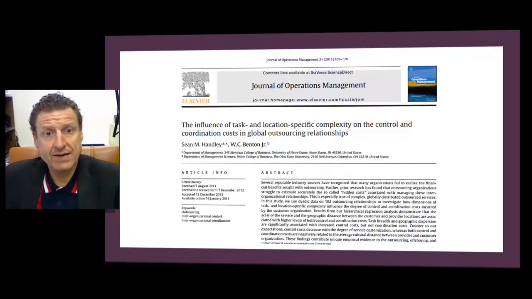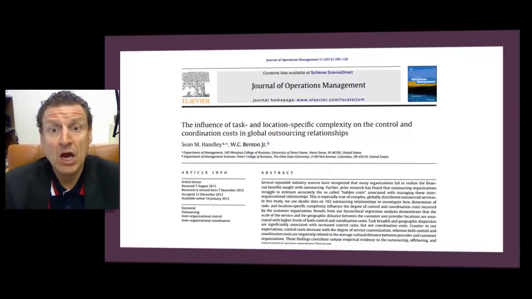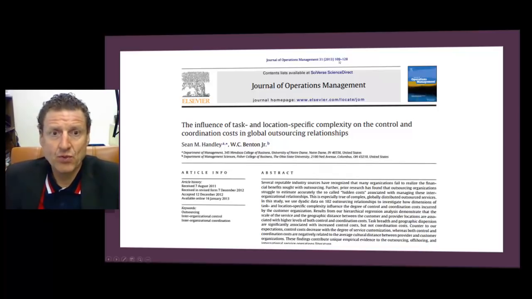And so they looked at the influence of task and location specific complexity on the control and coordination costs in global outsourcing relationships. Now notice that we have the independent variable in the title. We also have the dependent variable in the title, that is control and coordination costs. And then we have the context, global outsourcing relationships. So that's a nice title. We have the independent variable, we have the dependent variable, and we have the context.